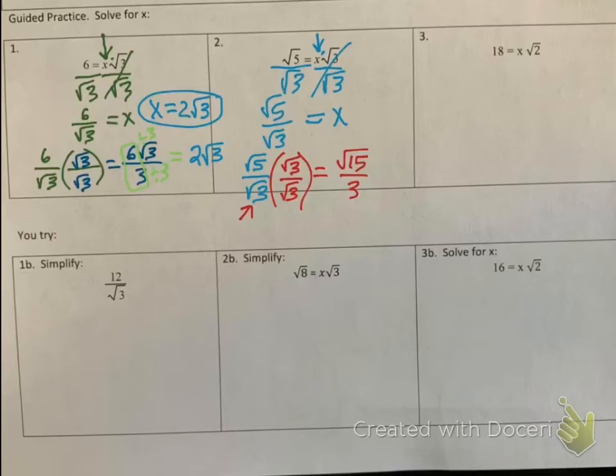So this is my final simplified answer. 15 does not have any pairs, and I definitely can't divide the 15 and 3 by a common factor because they're opposites. One's a root and one's a whole number. So x equals the square root of 15 over 3.